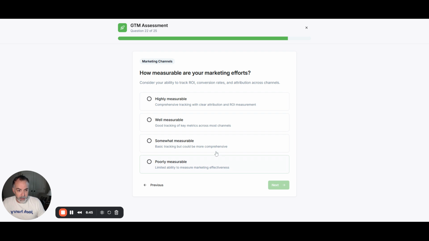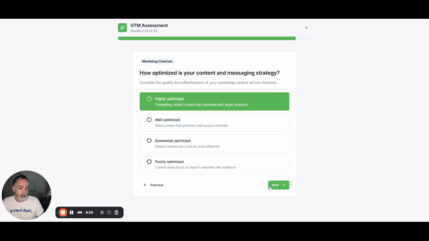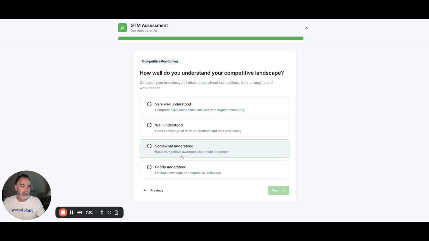How measurable are your marketing efforts? We think we can measure those somewhat, but not a lot early on. How optimized is your content and marketing strategy or messaging strategy? That was pretty optimized. That was one place I had spent a lot of time with them. So we're going to say highly optimized. Let's make sure we click it appropriately. And then two more questions.